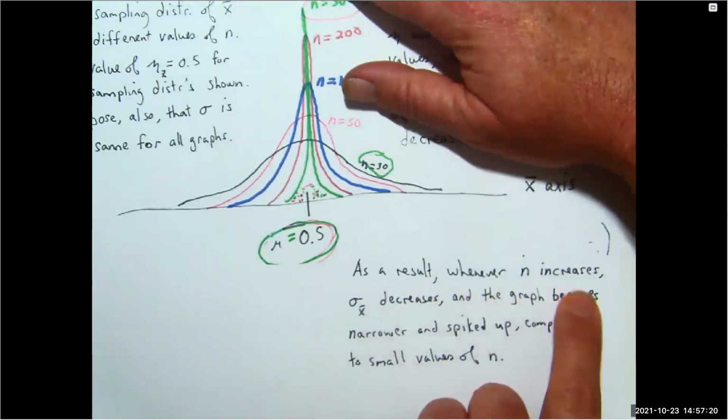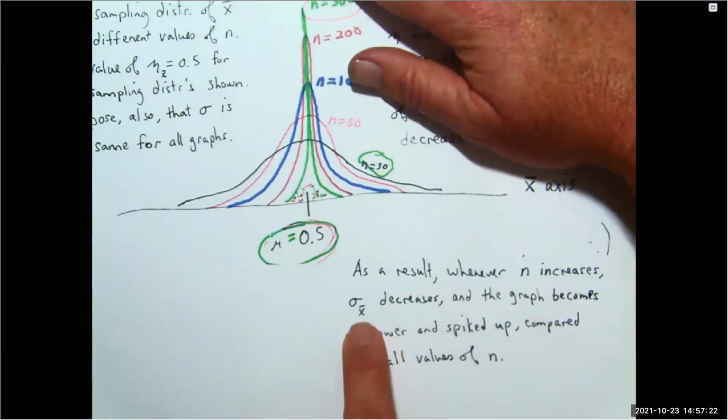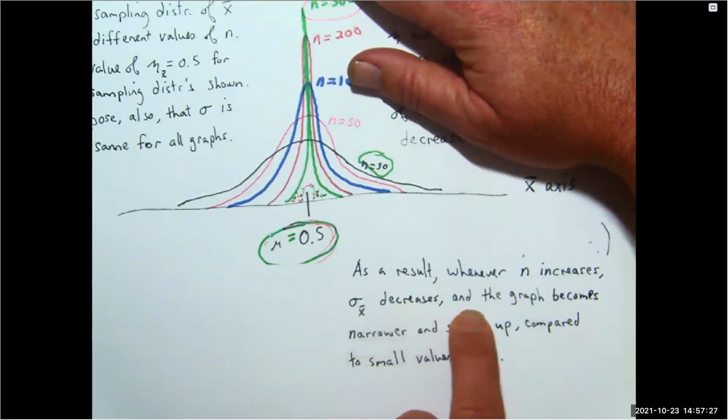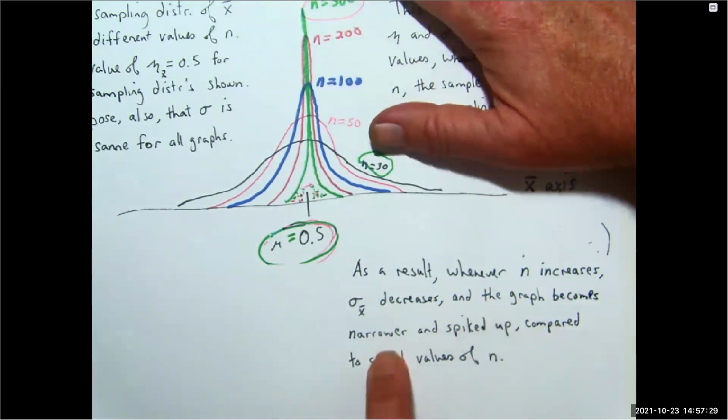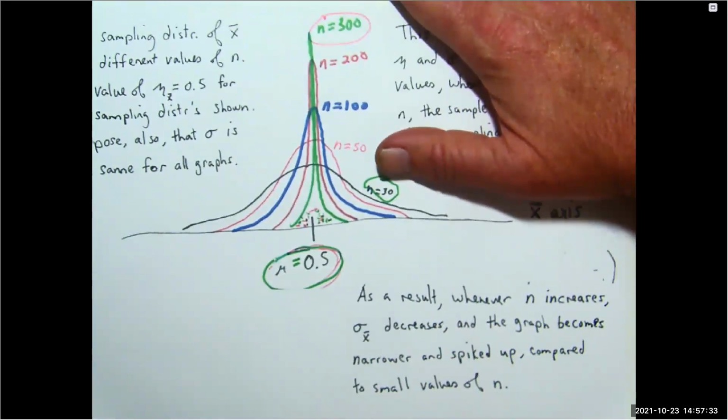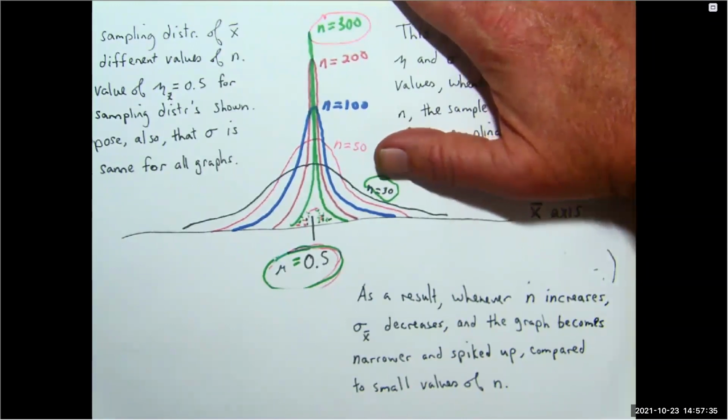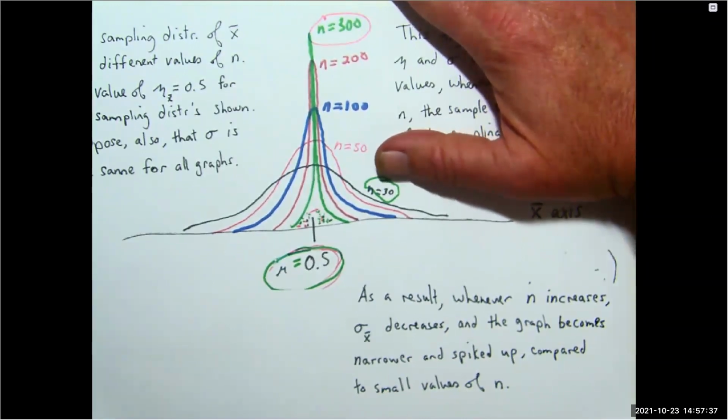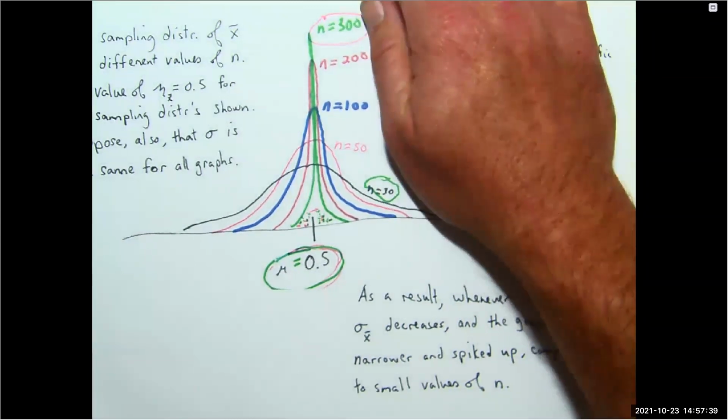Whenever n increases, the standard deviation of the sampling distribution decreases, and so the graph becomes narrower and spiked up compared to small values of n. You're going to see why this is the case, but in general, we like to have a sampling distribution graph that is as narrow as possible.